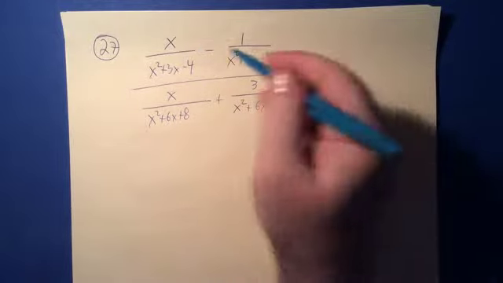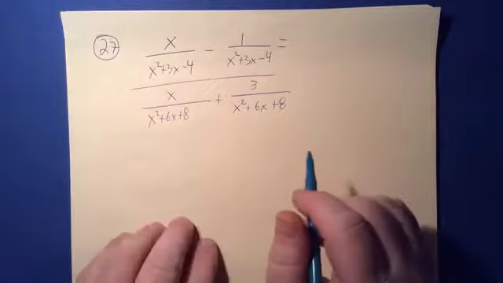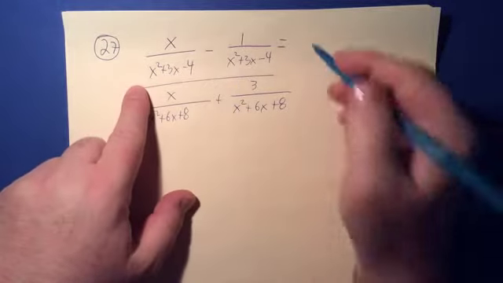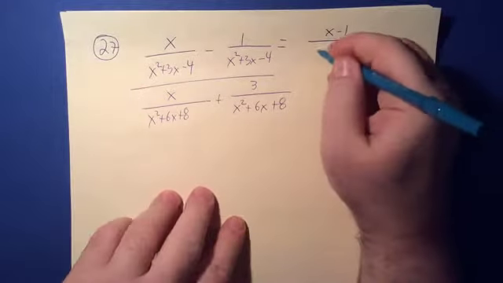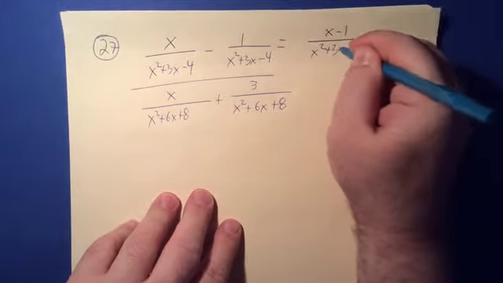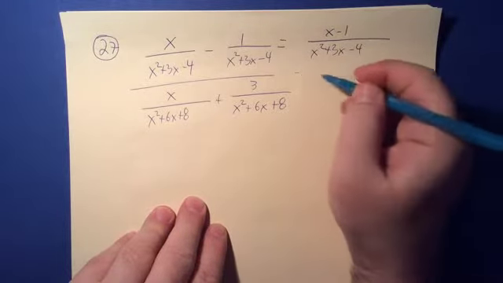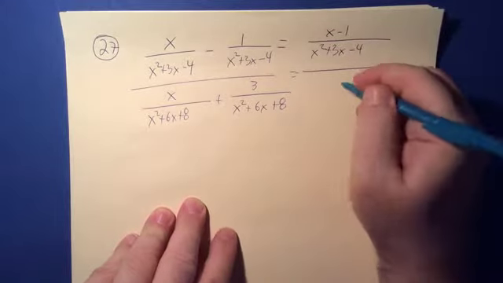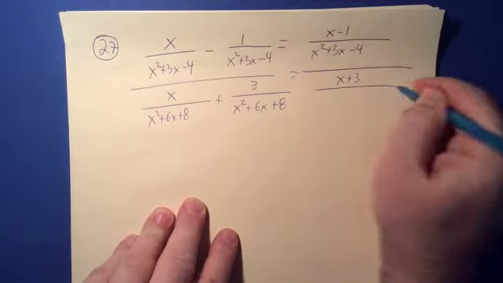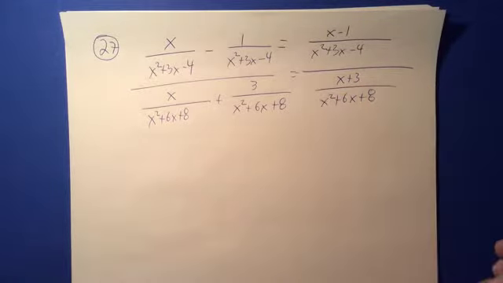So I'm going to go ahead and combine like terms in the top, so I don't have two fractions. I only have one. They have a common denominator, so I can do a little work by just writing this as x minus 1 over x squared plus 3x minus 4. And the bottom I can write as x plus 3 over x squared plus 6x plus 8.